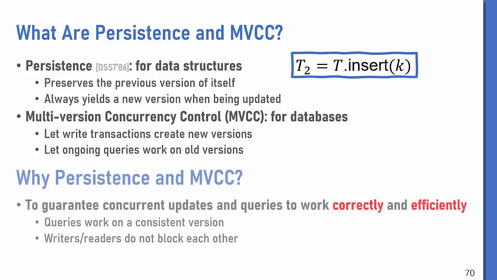And next, let's think about this. Why do we need persistence in MVCC? It turns out that this is an easy solution to guaranteeing correctness and efficiency for a database system. First of all, queries can work on a consistent version without being affected by updates. During the execution of a long query, it will always see a consistent view of the database because the version is immutable, it cannot be modified in place. And also, writers and readers do not block each other because they work on different versions, so readers and writers can both make progress, and we can get efficiency.